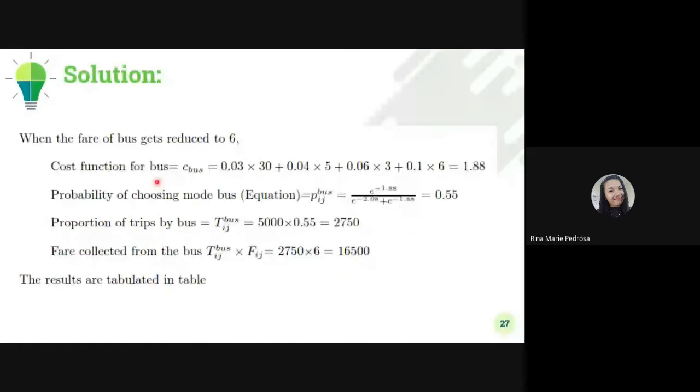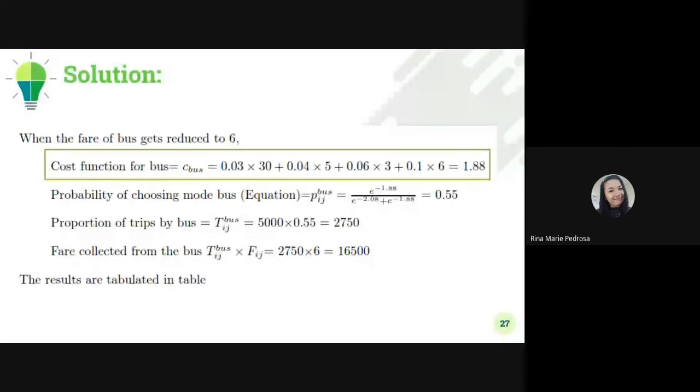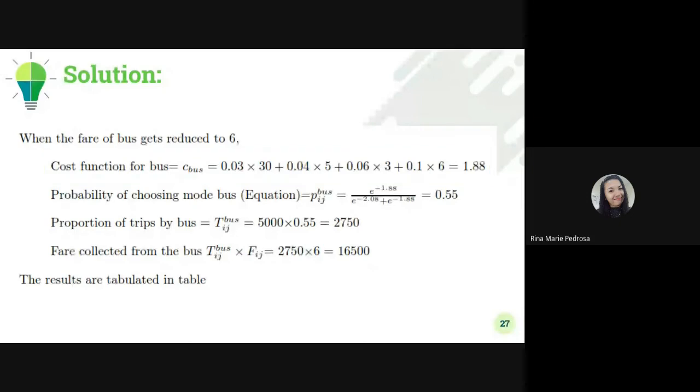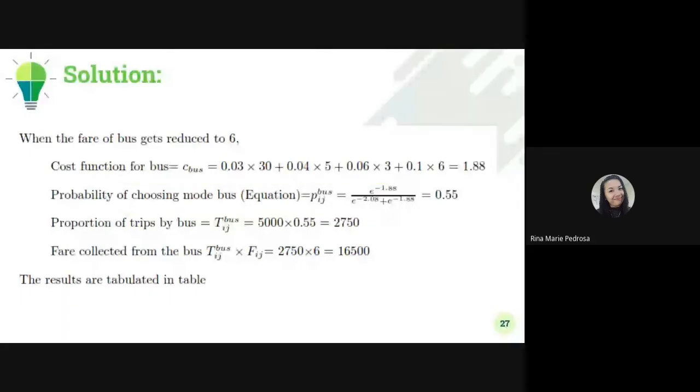Next function. The cost function of the bus gives us an answer of 1.88, while the probability of choosing the bus as our mode, we have an answer of 0.55. The proportion of trips by bus, we have an answer of 2,750 from 5,000 times 0.55. And the fare collected from the bus, 100. So the results are tabulated.